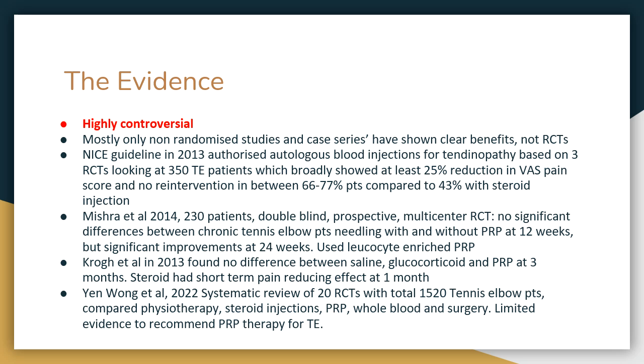Krog et al. found no difference between PRP, glucocorticoid, and saline at 3 months. They found that steroid had a short term pain reducing effect at 1 month post injection. The last study by Yen Wong et al. was a systematic review looking at 20 RCTs with a total of 1,520 tennis elbow patients. They compared physiotherapy, steroid injections, PRP, whole blood, and surgery, and could not find very compelling evidence to recommend PRP therapy for tennis elbow.